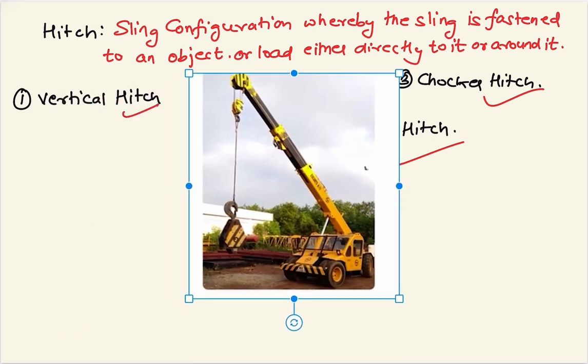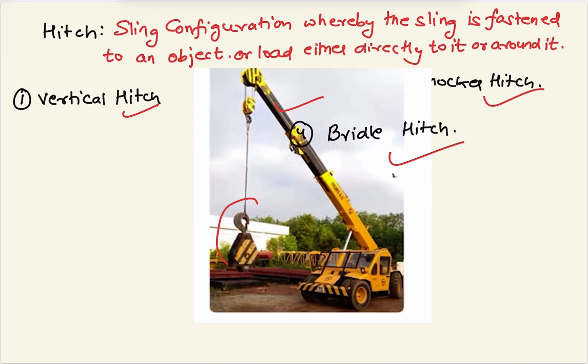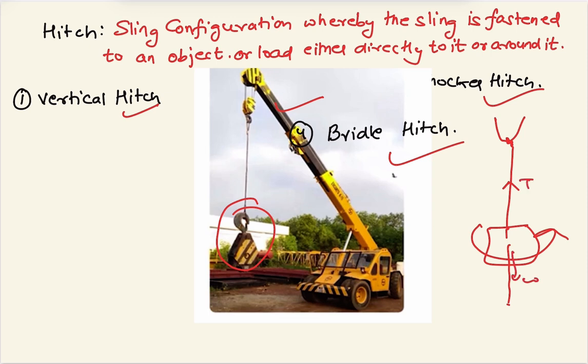The example in front of you is of the vertical hitch. Here we are lifting some hook with the help of the hydra. If we are lifting something directly with a single rope, it is called a vertical hitch. In the vertical hitch, the hook by which we are lifting is free, so it is free to rotate about its axis. Whenever we lift in such a case, the tension will be equal to the weight that we are directly lifting.